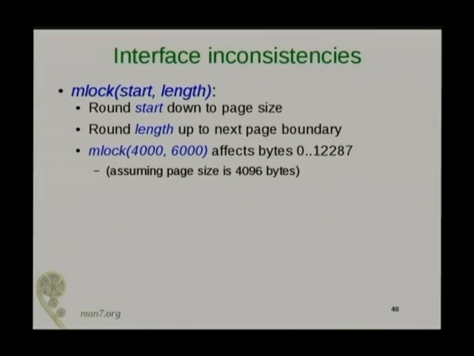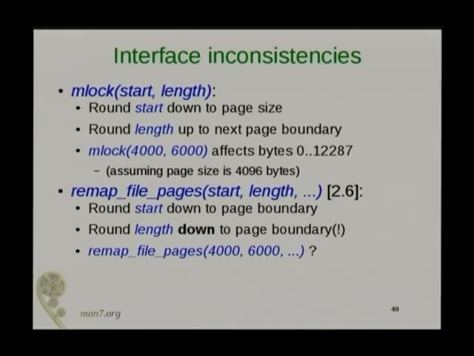Consistency of design. This is one of my favorites. The mlock system call. It locks a piece of memory into RAM. Simple interface. You say the start address of the range you want to lock, and the length that you want to lock. Start is rounded down to the page size, length is rounded up to the next page size. All sounds very sane and rational, so when you say mlock(4000, 6000), assuming a page size of 4K, you lock bytes 0 through to 12K.